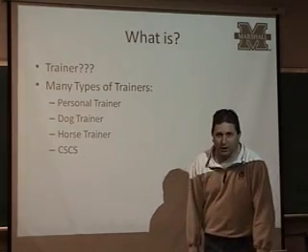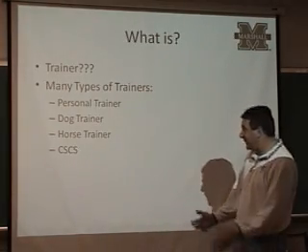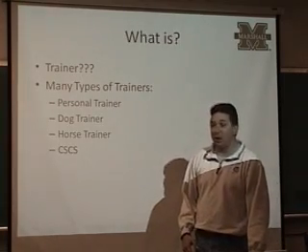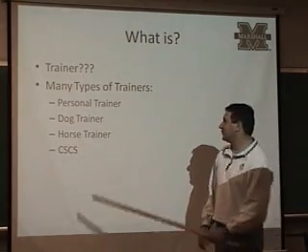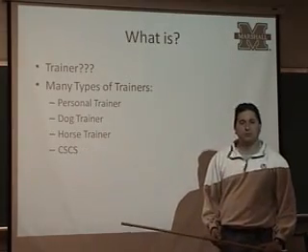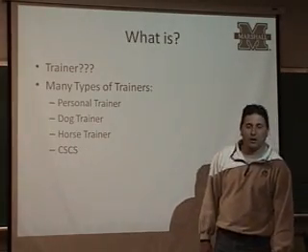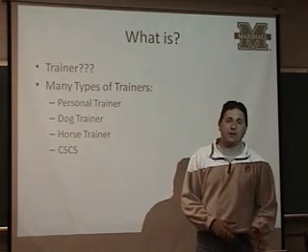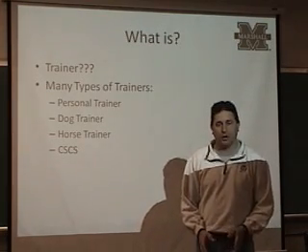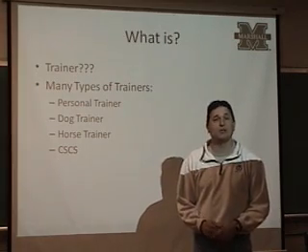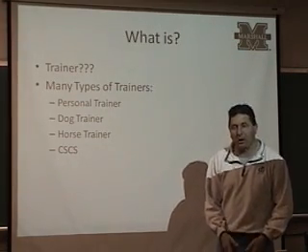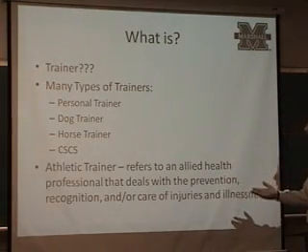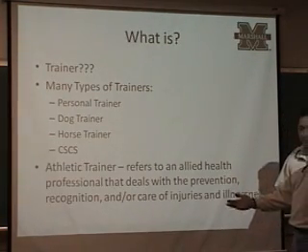It could be a personal trainer. It could be an athletic trainer, which this content of this course will be geared toward. A dog trainer, horse trainer, a certified strength and conditioning specialist. Trainer can mean anything. So let's get rid of some of the confusion and start calling things what they are. If it's a dog trainer, say dog trainer. If it's a fitness trainer, say fitness trainer. If it's a personal trainer, say personal trainer. If it's what we're talking about in this course, athletic trainer, then by all means say athletic trainer.